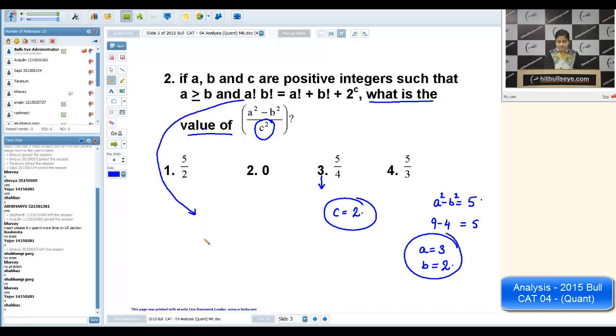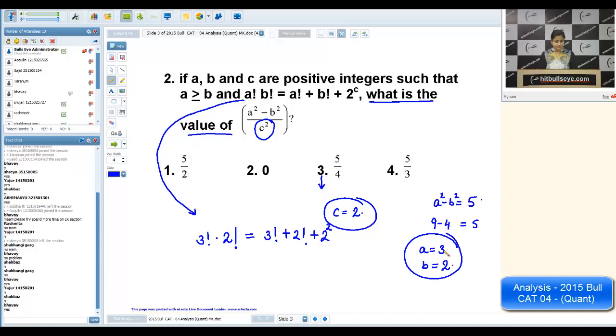This was a factorial, I mean 3 factorial into b factorial into 2 factorial is equal to a factorial plus b factorial plus 2 raised to power c, and this is the answer in this case. Is it okay, Bhavya? No need to manipulate the factorial thing. You just go by options. I think that was your problem, question number 2. Okay, let us move further.